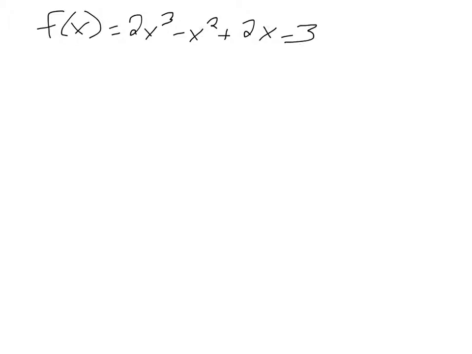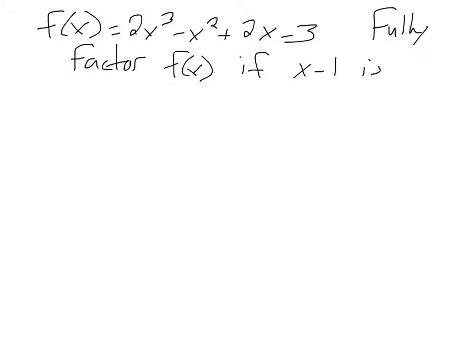So if I have the polynomial f of x equals 2x cubed minus x squared plus 2x minus 3, and I know that x minus 1 is a factor, so I want to fully factor f of x if x minus 1 is a factor. Which we know it is. We just checked it out.